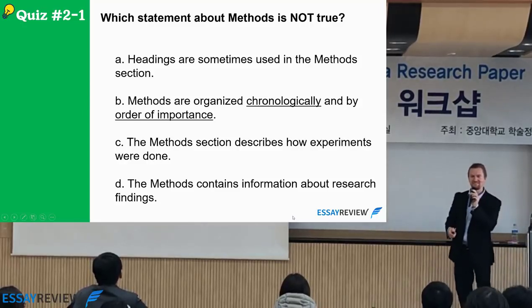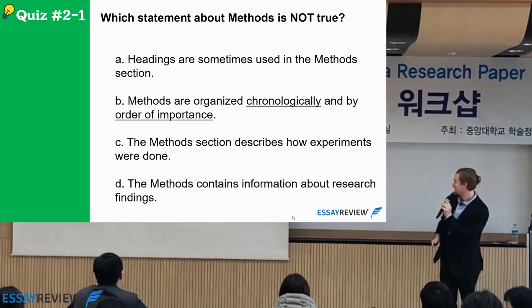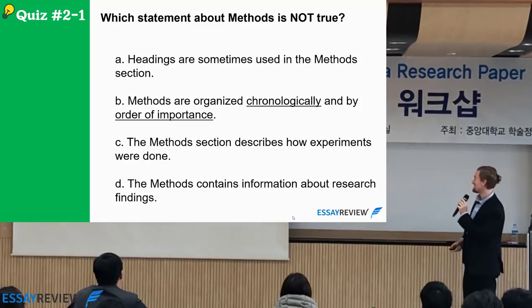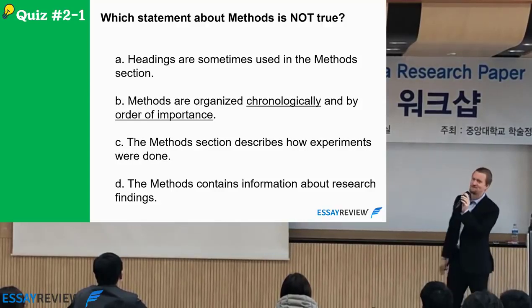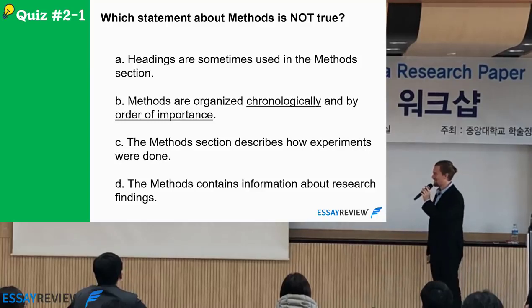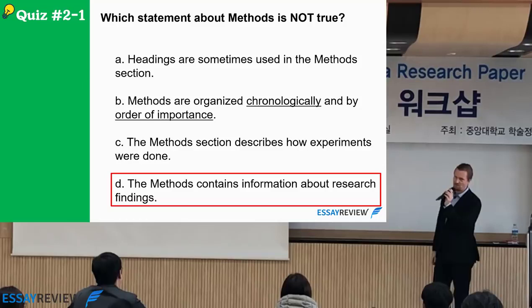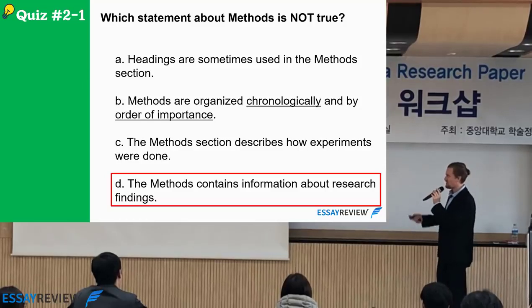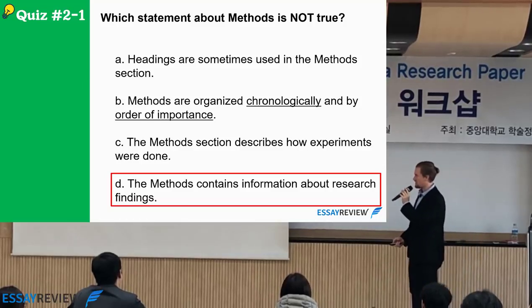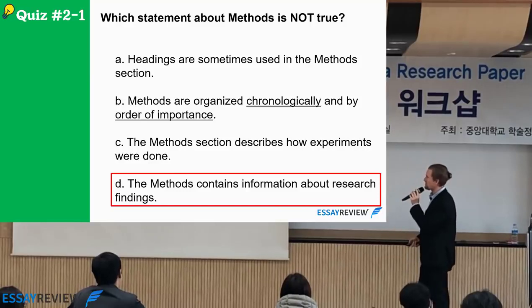Yes, you sir. What's one? D? Last one? Which is not true. The methods contains information about research findings. That's right. Wow, you guys are 3 for 3. Nice job. The methods contains no information about findings. Just how you did the experiment or how you did the study.